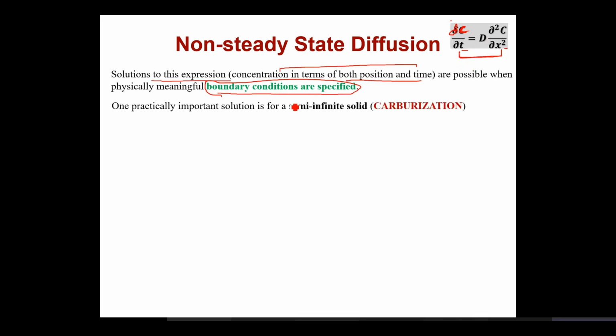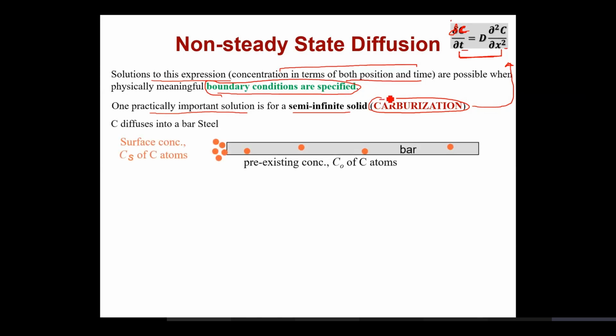Alright, so a practically important solution is for a semi-infinite solid. We will take the example of carburization. For the example of carburization, we'll look into the solution for this partial differential equation. And the boundary conditions that we have specified is that this is a semi-infinite bar. This is a bar of steel, inside which at time t equals 0 the concentration is C0.